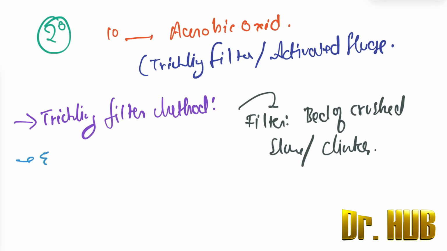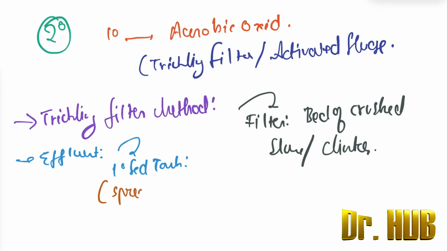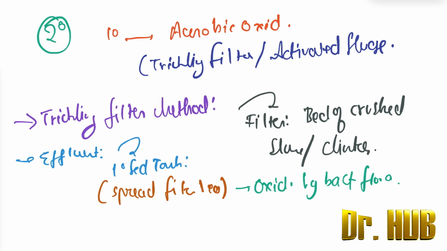So the effluent from the primary sedimentation tank is spread over the filter bed, and as it percolates through it, it gets oxidized by the bacterial flora. There is no actual filtration that occurs.